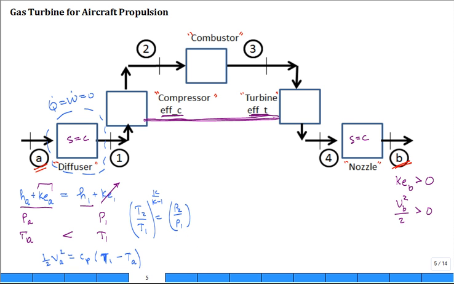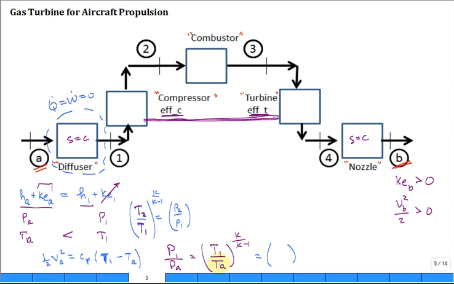What about T2 compared to T1? In this case, I know that I'm switching here. You want me to update the subscripts? So if I update the subscripts, it'd be the pressure at 1 divided by the pressure at A is equal to the temperature at 1 divided by the temperature at A to the K over K minus 1. So it's equal to something that's greater than 1.